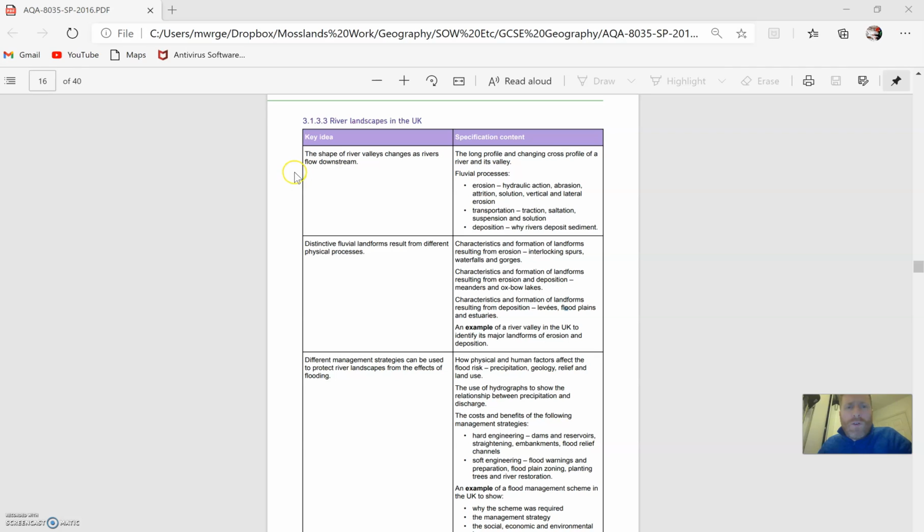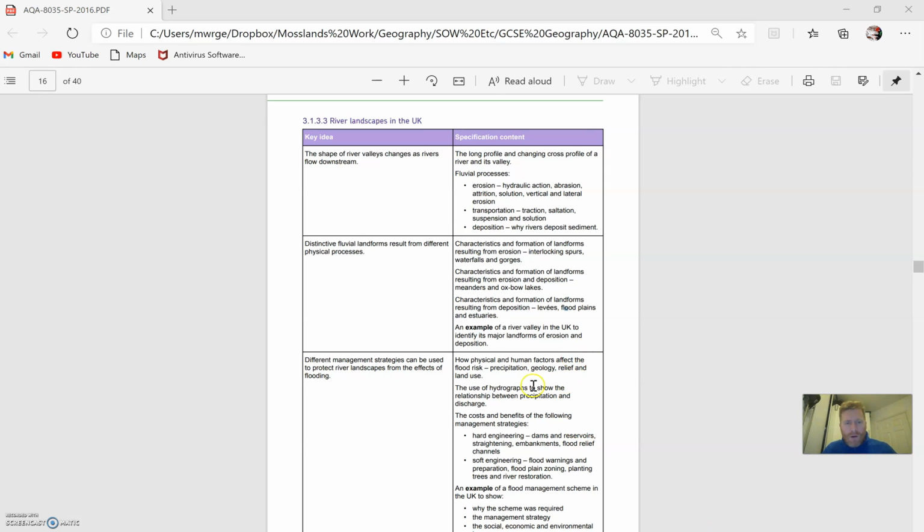So I thought it would be useful just to start by showing you your specifications. You can just recap where we're up to. We've been looking at rivers, river landscapes in the UK. This first box here, how a river changes downstream, we've covered all of that. We've looked at river processes, so that's the erosion, the transportation, deposition. We've then looked at landforms, that's waterfalls, interlocking spurs, meanders, etc. And then last week, in your two lessons, you looked at the River Tees as a case study of a river in the UK.